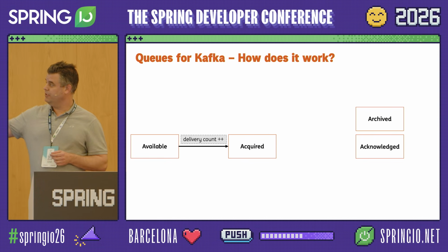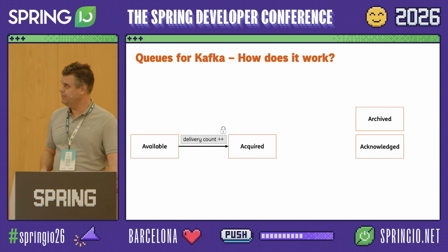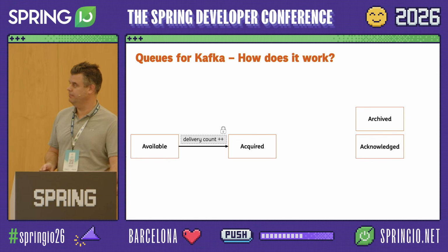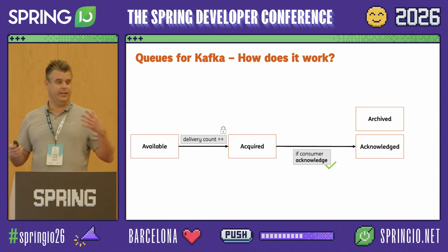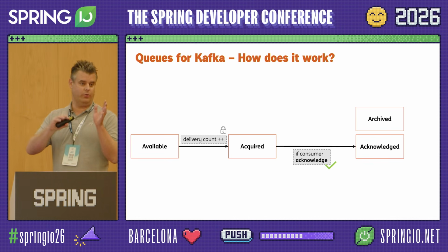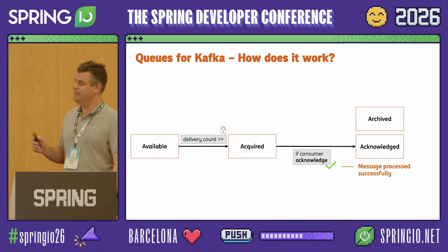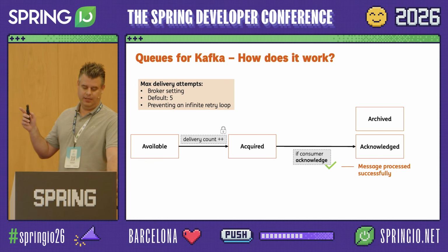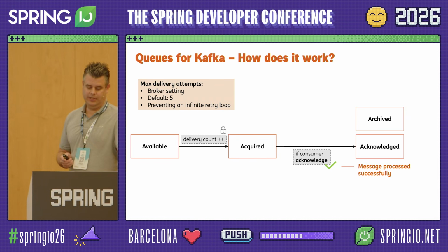So there's also the delivery count. When it is acquired, the delivery count will be incremented by 1. And there is also a lock. So the consumer has 30 seconds to process that message. If everything goes fine, and in Spring Kafka we will see, Spring Kafka will take care of acknowledging the message if your consumer method returns. Then everything is fine. So this is the happy path, and the message is successfully processed. By default, there will be a retry delivery of 5 times. So it also prevents infinite loops, which is built into this feature as well.